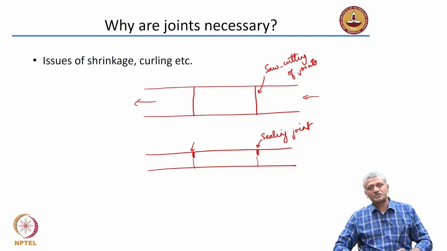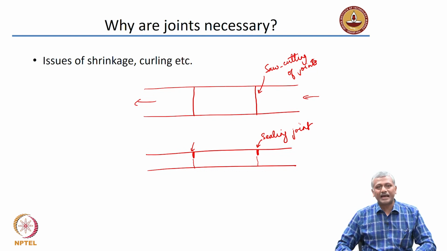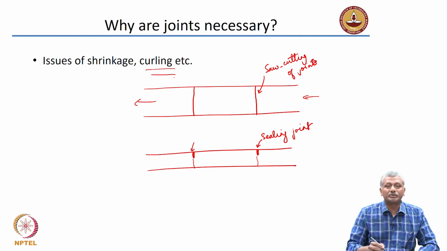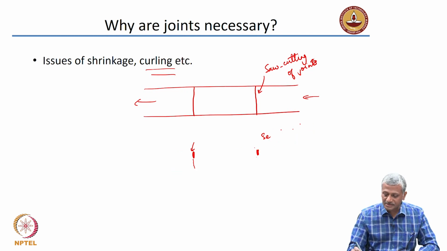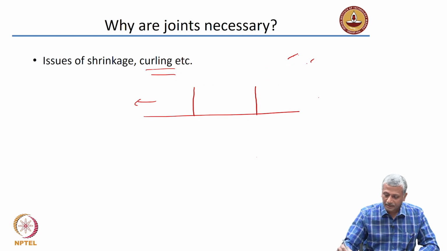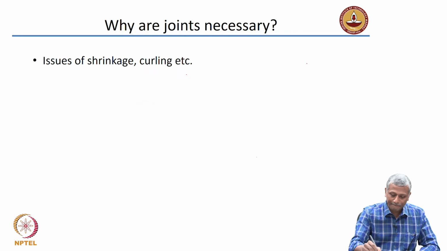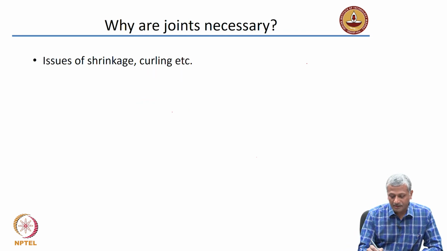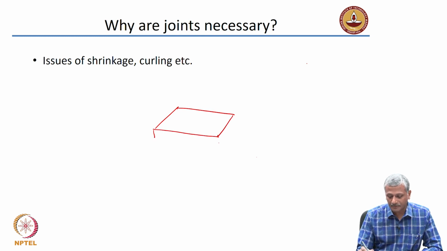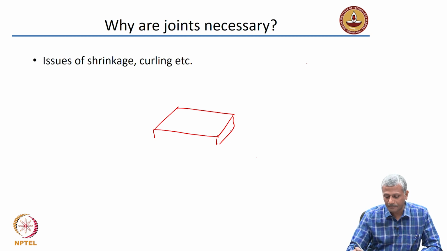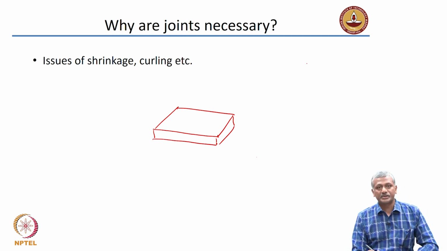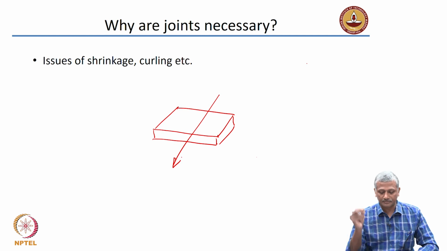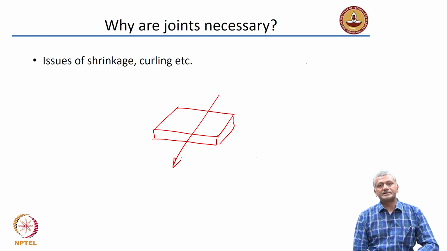Now this happens because of shrinkage. There is one more aspect that can happen that is called curling of the pavement. Curling, of course, is difficult to avoid even with a jointed pavement. What do you mean by curling? Let us take a look again at a typical cross section. Let us say we have a jointed slab resting on the ground like this. I am just drawing one particular slab, which is resting on the ground. Let us say that is the direction of traffic.